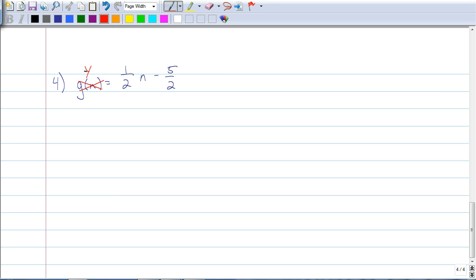Instead of saying g of n, we're going to say y equals. So now I'm going to switch. Now, even though there is no x here, it's an n, we're going to switch the n and the y. So it'd be n equals 1/2 y minus 5/2.